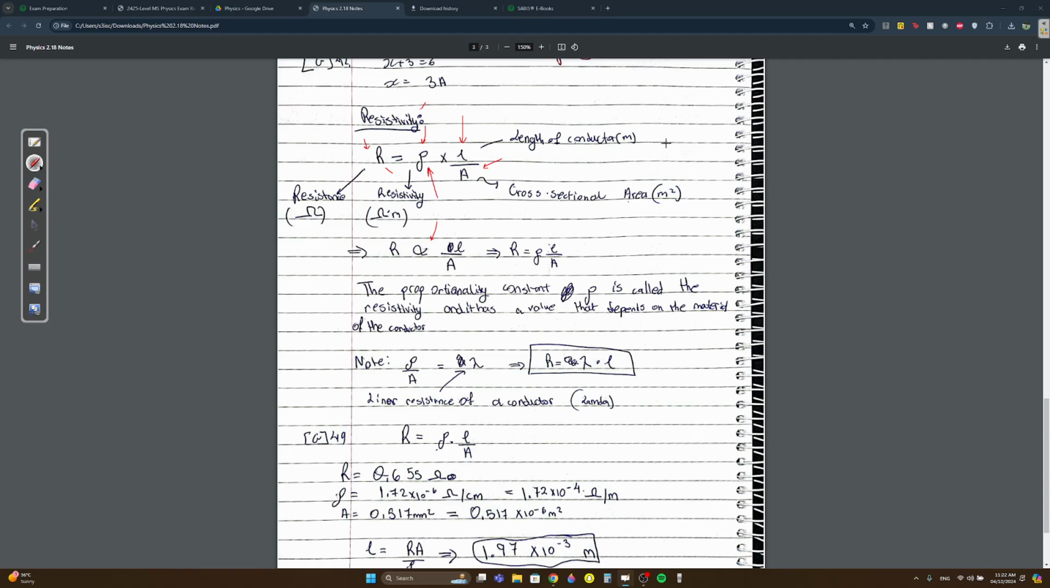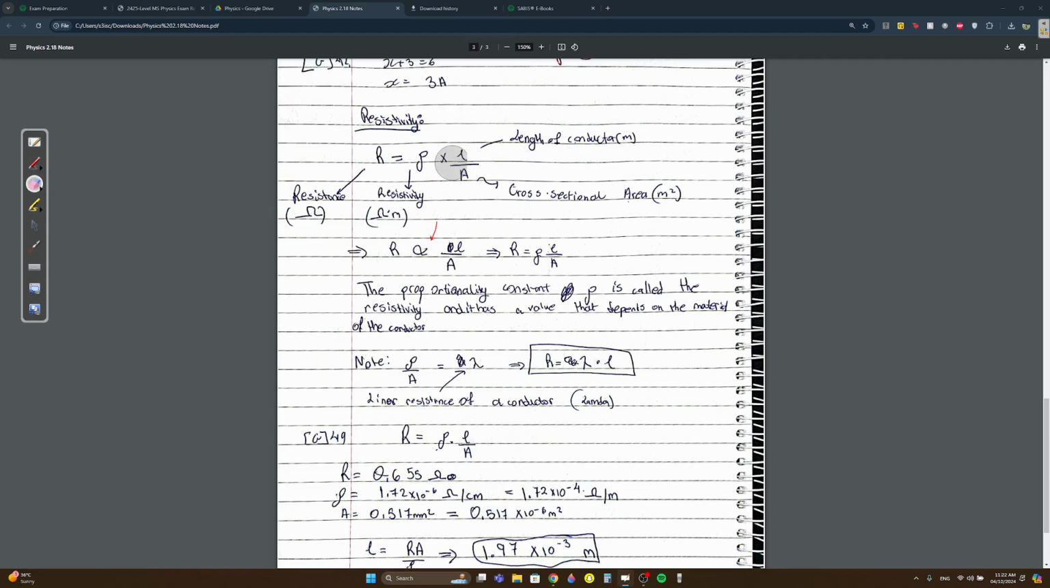Remember when they did Q equals MC delta T? This C was a constant and they would give it to you in the question. Similar to that, we call this rho. This symbol is rho, not P. This rho is a constant. For every material, every different metal, it's different. So they would give it to you in the question. You just need to know R is equal to the resistivity times L over A.